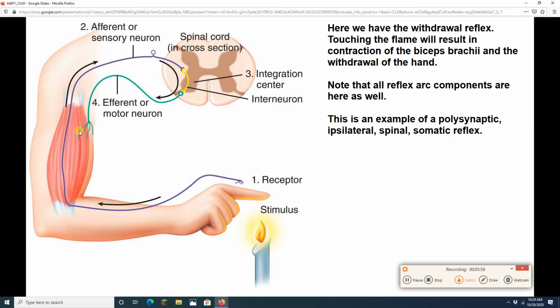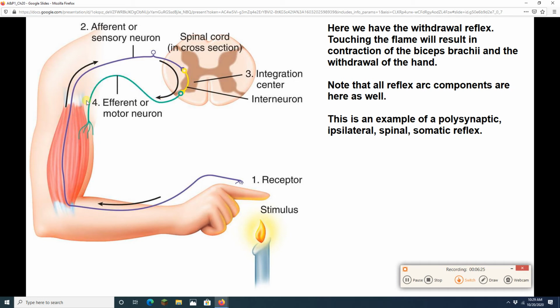We have all the reflex arc components here as well. Receptor for the change in temperature, sensory neuron, nice unipolar neuron, going into our spinal cord. Now we have an interneuron, which is our integration center. So we've got two synapses for our integration center here because we have an interneuron.